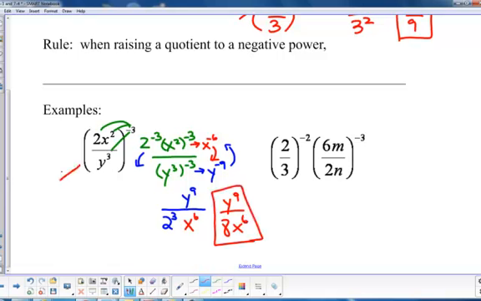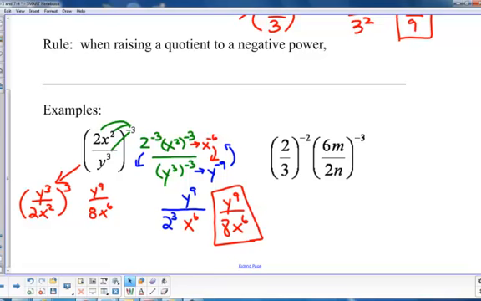So if you think about that the other way, we could have just written y cubed over 2x squared and raised that to the positive 3. We would still get y to the 9 over 8 x to the 6. It all just depends what you think is easier.